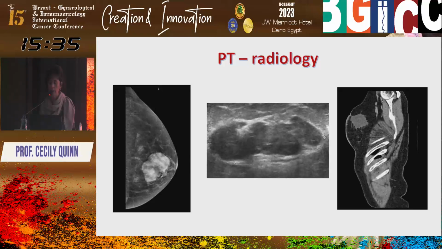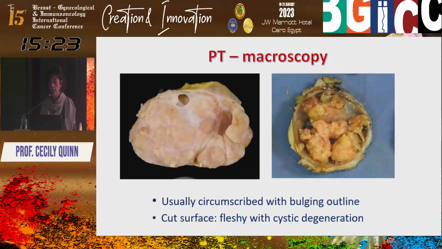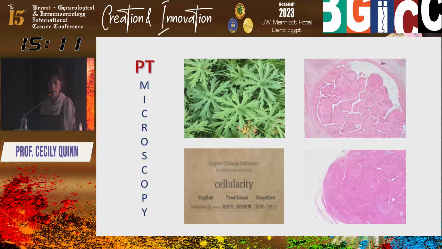Radiology often gives very helpful information, and radiologists often describe cystic spaces. So when you get that information with a core biopsy, you're obviously on alert for phyllodes tumor. On the macro, similarly, we may see a very circumscribed outline with a rather bulging configuration, and then a fleshy cut surface with varying degrees of cystic degeneration. As I said, the two key features are the leaf-like architecture and the stromal cellularity, and the relative proportion of one to the other can vary.